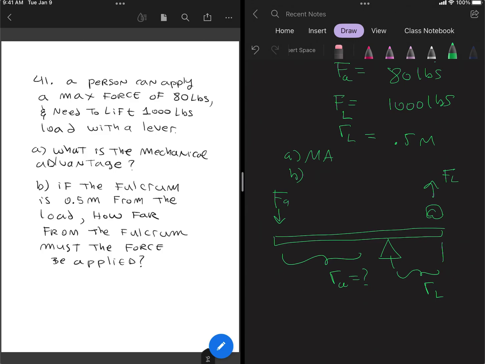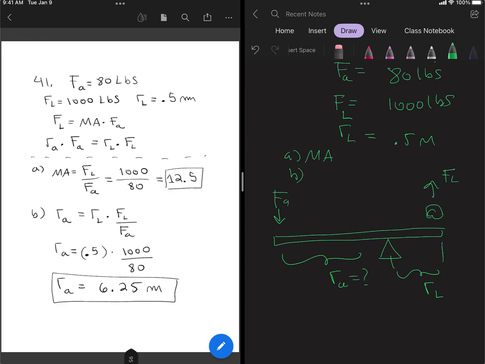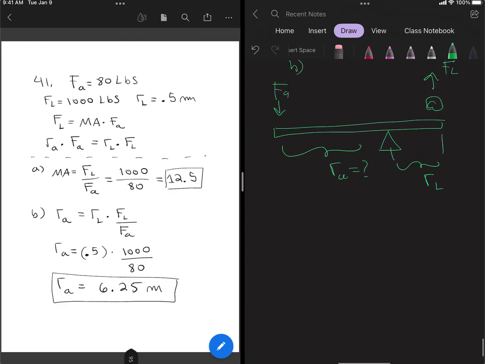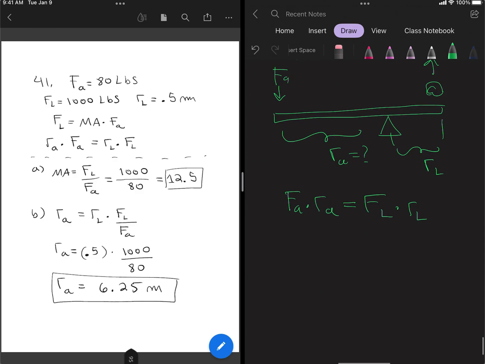This one there. So the equation for this setup is applied force multiplied by applied distance is equal to load force multiplied by load distance. And we just have to plug in here. Actually, there's also one more equation because we want the mechanical advantage. So also we have the formula applied force multiplied by mechanical advantage is equal to load force. That one always applies for simple machines.